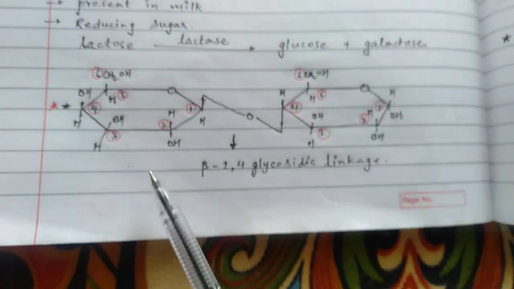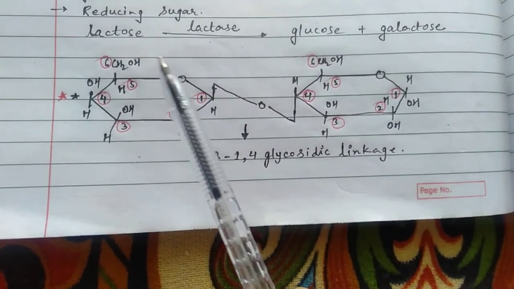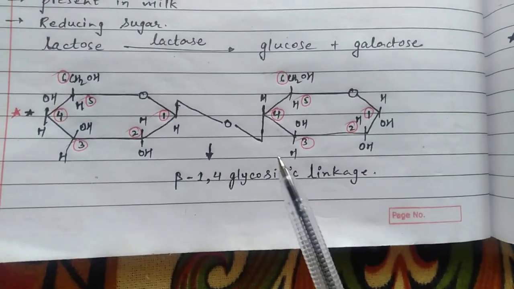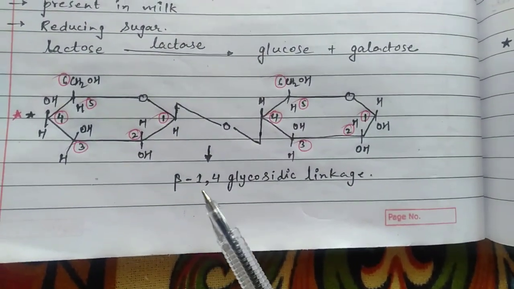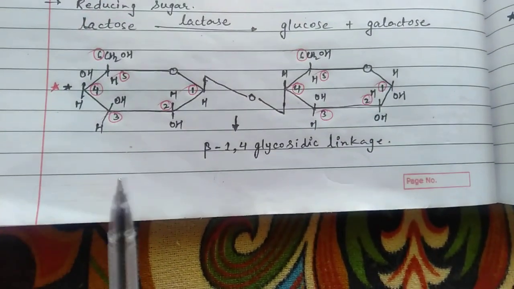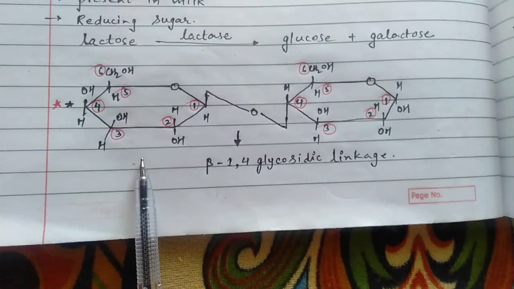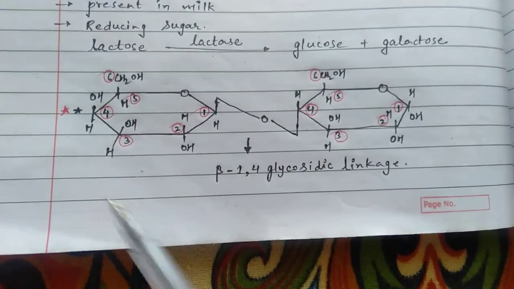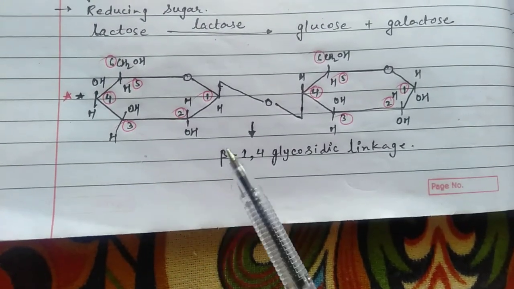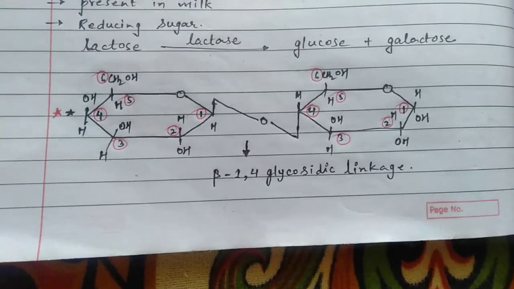So you can see here, this is the structure of galactose, and this one is the structure of glucose, and both are combined by a beta 1,4 glycosidic linkage. Then, students, here I want to tell you the difference between galactose and glucose. You can see at carbon number 4. The molecular formula is completely similar to glucose, C6H12O6, but what is the difference?